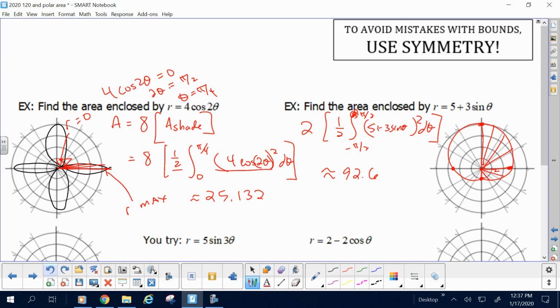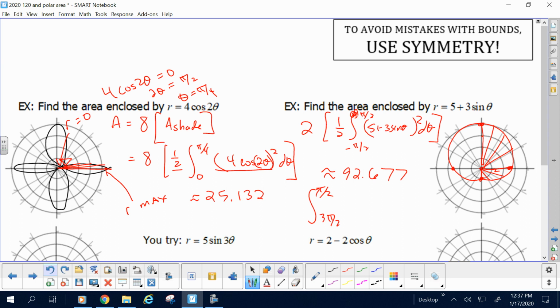92.677. 6? 7? Okay. So, question. What if your colleague, you wouldn't do this because you're so smart, but what if your colleague said, oh, I did 3 pi over 2 to pi over 2. What kind of answer would they get?